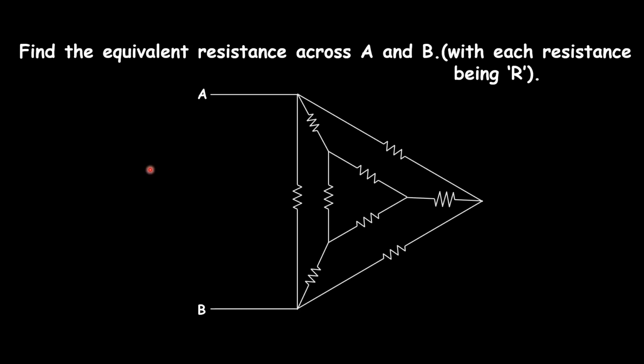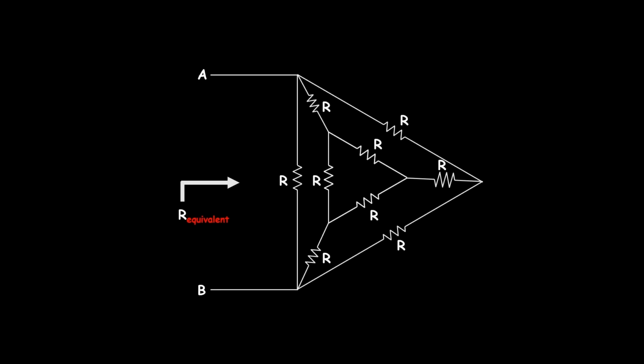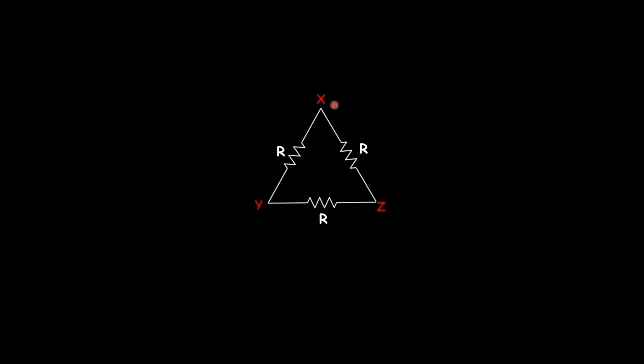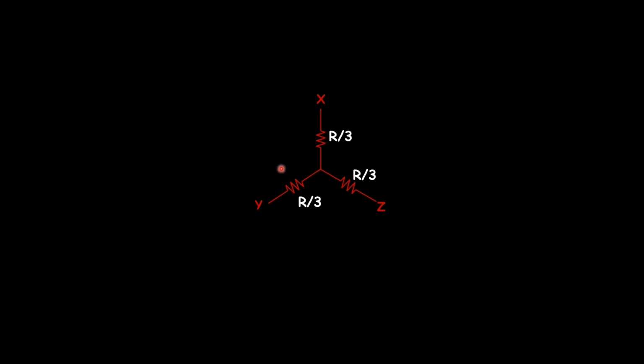Now we can get back to the question. We need to find the equivalent resistance across A and B. It is given in the question that all the resistances have equal value R. Here is a delta circuit inside this circuit. First we need to solve this delta circuit. As I said previously, this is a delta circuit with equal resistances. To convert it to an equivalent star circuit, we only need to divide each resistance by 3. So here is the equivalent star circuit. Now we can reconnect it back to the original circuit.